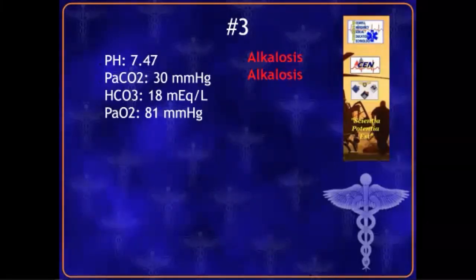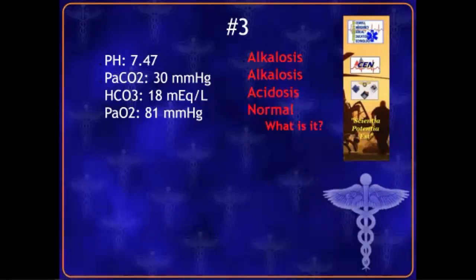Bicarb of 18. Normal range here is 22 to 26. So I don't have enough bicarb. And if you take away some bicarb, which is a base, you have less base than you should. That bicarb of 18 is exerting an acid effect on the body. So it gets the name acid. And we're okay with an oxygen of 81.